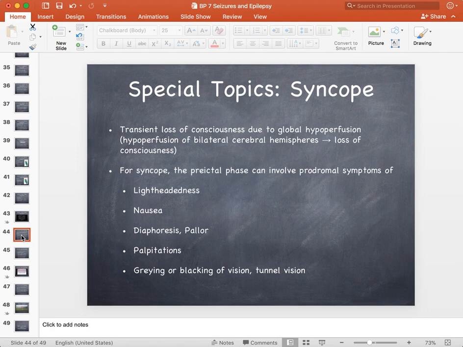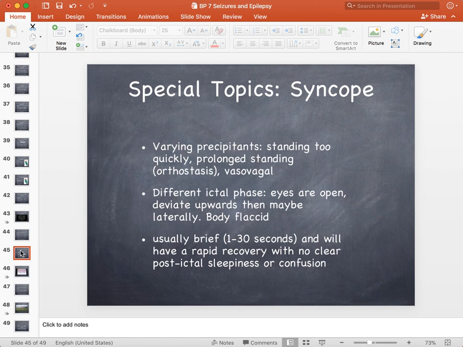You might have a feeling of lightheadedness, nausea, maybe some sweating, overall pallor, some heart palpitations, or even a graying or progressive blackening tunnel vision. These almost always happen while standing. They're orthostatic, right? It's almost always while standing, sometimes while sitting, essentially never while lying down. Of the most common precipitants, standing too quickly is the big one. In some cases, for people who can't regulate certain aspects of their autonomic system, prolonged standing can do it. And then there's what we call a vasovagal, so it's sort of like a fainting.